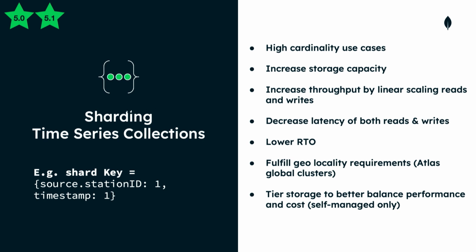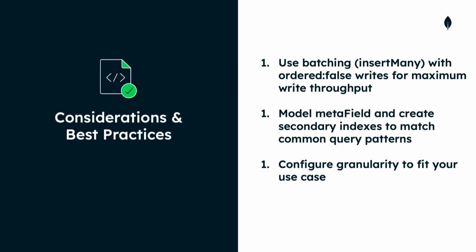I think we had an example this morning that was presented with data in Germany and data in London, for example. Or if you're self-managing your cluster, you can use sharding to tier your data to have a better balance for performance and cost. So, to summarize, 3 best practices: use batching with insert many, and the unordered API for faster write throughput. Model the meta field and create secondary indexes to match common query patterns, and configure granularity to fit your use case.